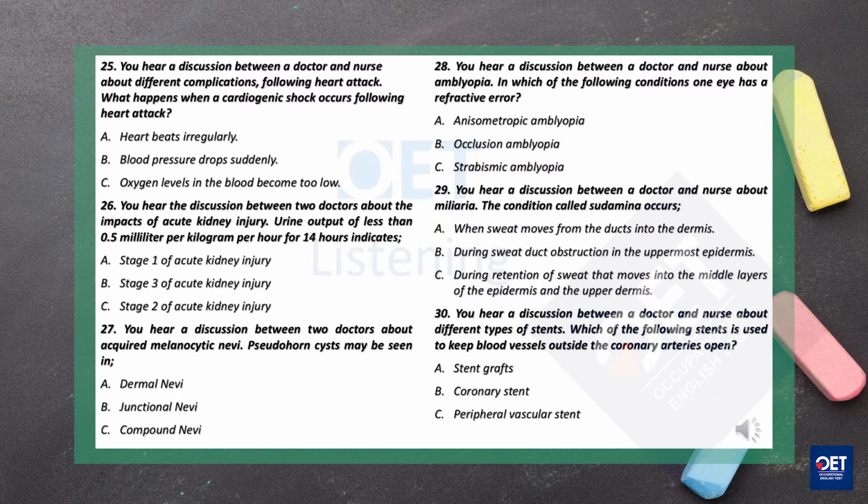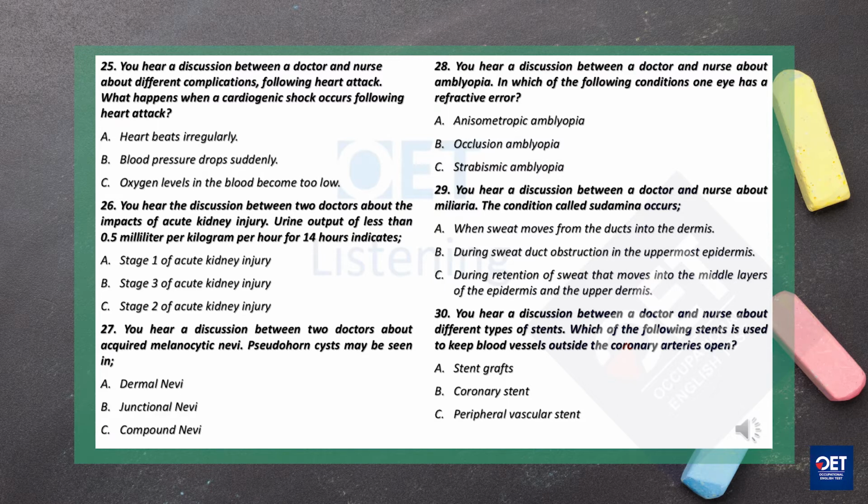Miliaria rubra, also called prickly heat, refers to the retention of sweat that moves into the middle layers of the epidermis and the upper dermis, resulting in itching and redness around the sweat pores. Miliaria pustulosa occurs when the miliaria rubra develops as inflamed pustules.